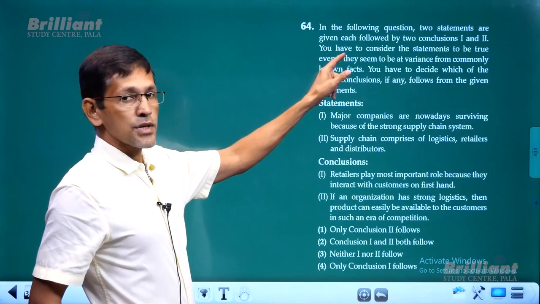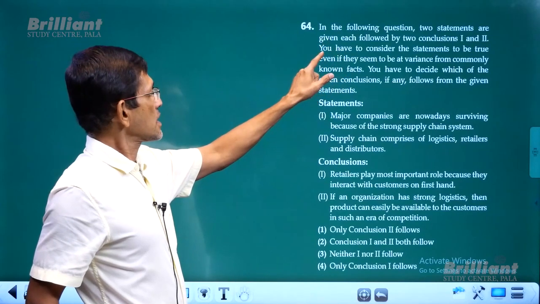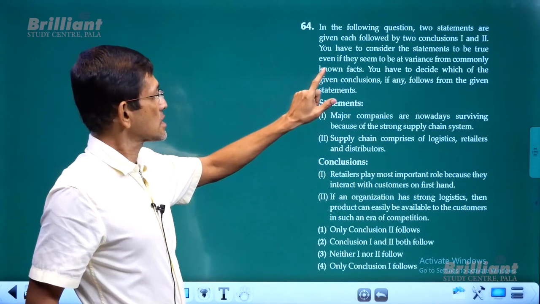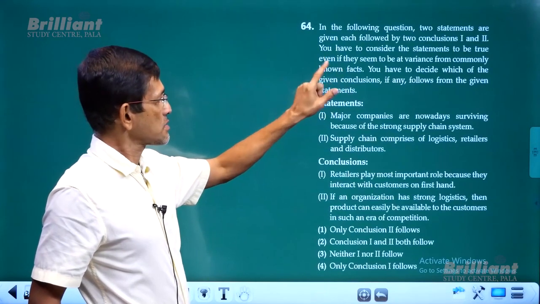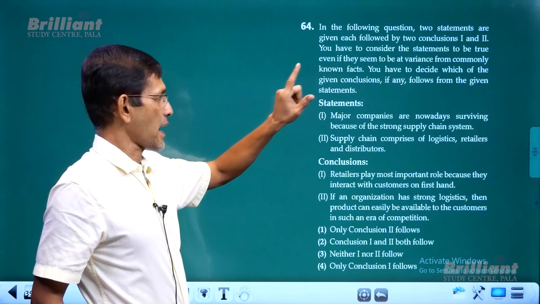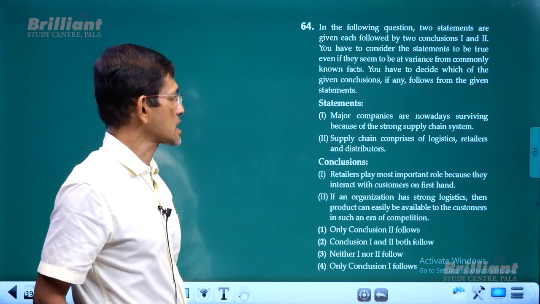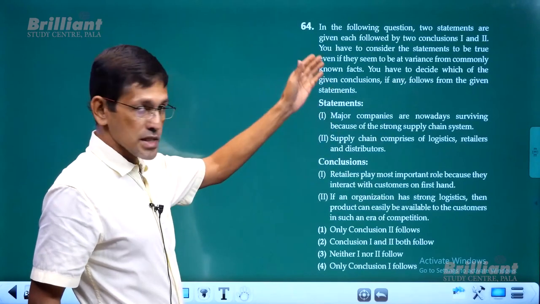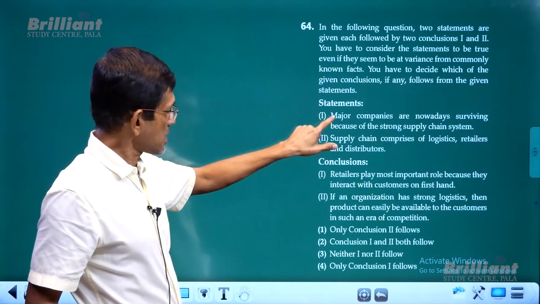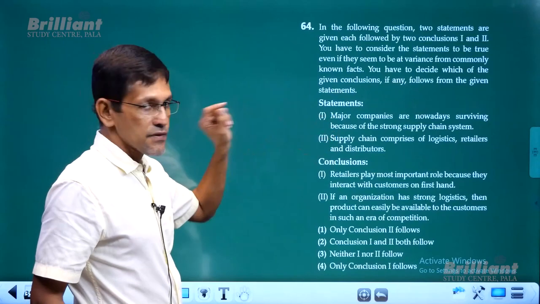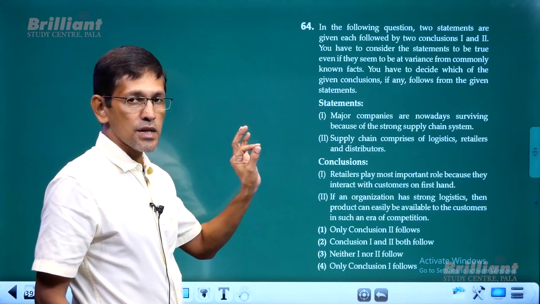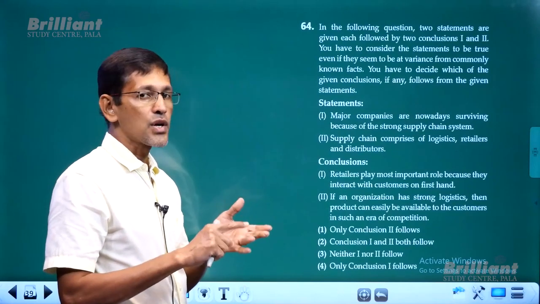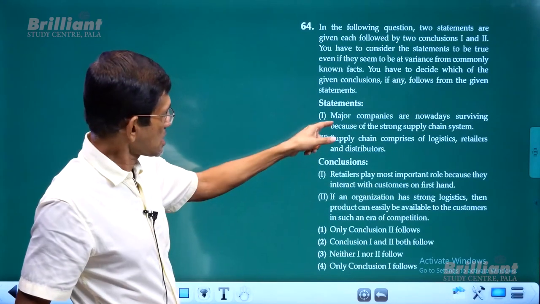In the following question, two statements are given, each followed by two conclusions, one and two. You have to consider the statements to be true even if they seem to be at variance from the commonly known facts. So these are pretty much deduction type of questions. However, for deduction type of questions, the statements usually start with all, some, no, some not. But in this case, it is different.